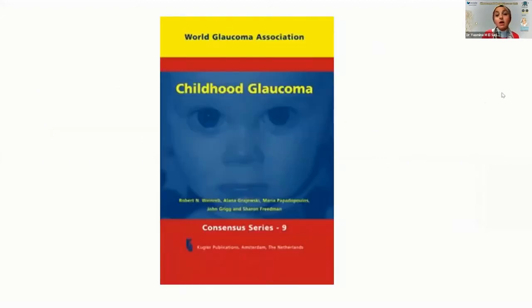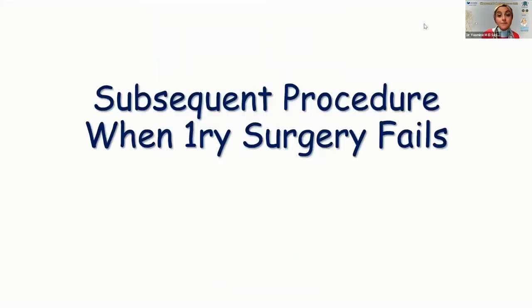So for these reasons, when the World Glaucoma Association met up for the consensus series on childhood glaucoma, they strongly advised against doing trabeculectomy as a primary procedure in children, especially in PCG patients.